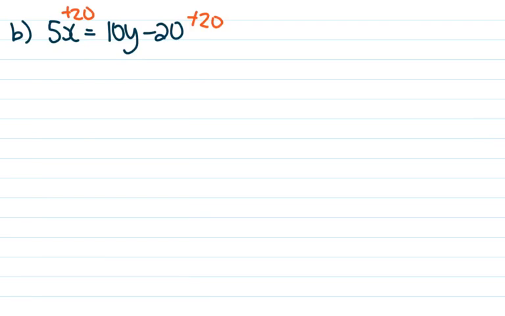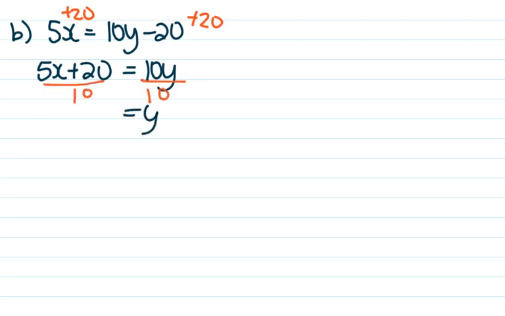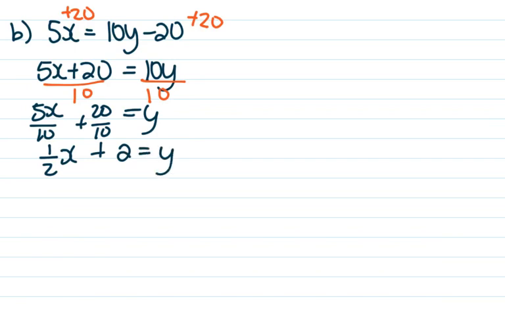B, 5x equals 10y minus 20. Again, I want to get y by itself, so I'm going to add 20 to both sides. Now I have 5x plus 20 equals 10y, and then divide both sides by 10. I'm left with 5x over 10 plus 20 over 10 equals y. 5 over 10 is the same as 1/2 x, and 20 over 10 is the same as 2.